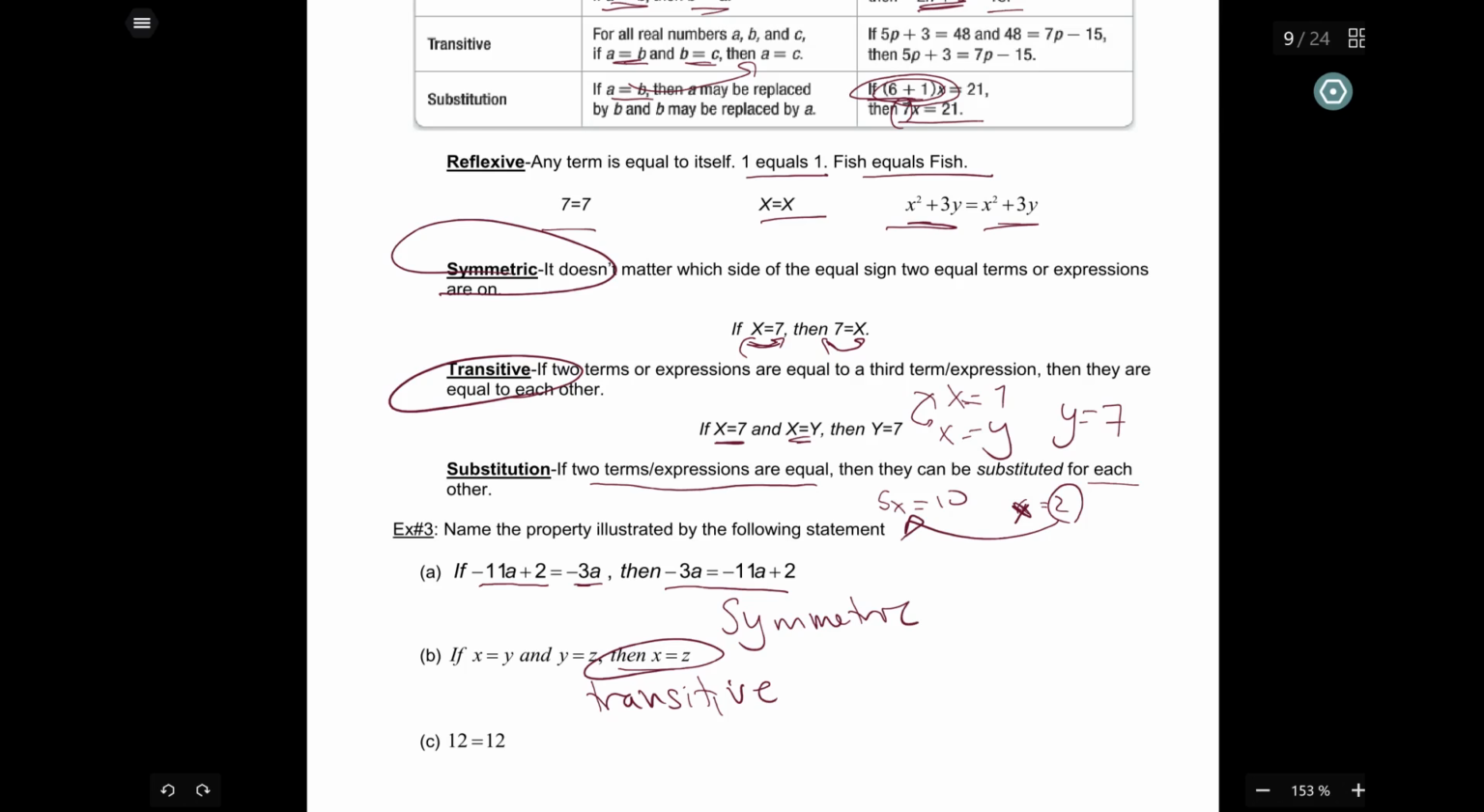So it's almost like you're translating, going from one to the other. So we knew what x is equal to, we know what z is equal to, well secretly they're the same thing, so then you can set them equal to each other. And then 12 is equal to 12, well that's reflexive, anything is equal to itself. Reflexive.